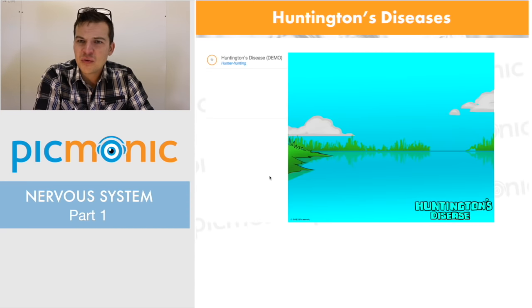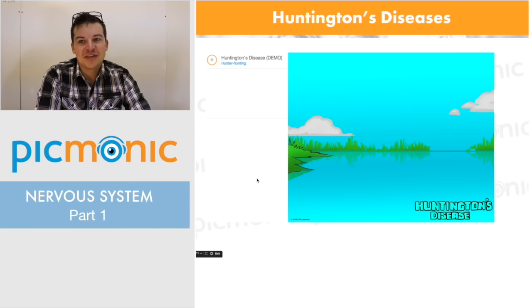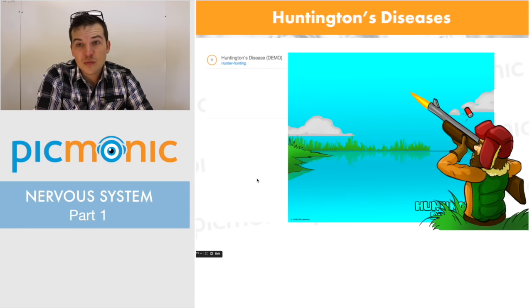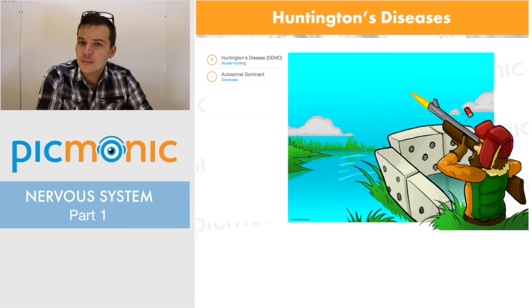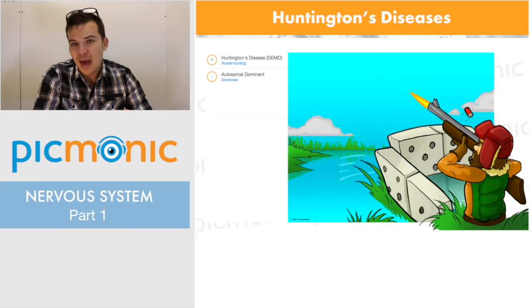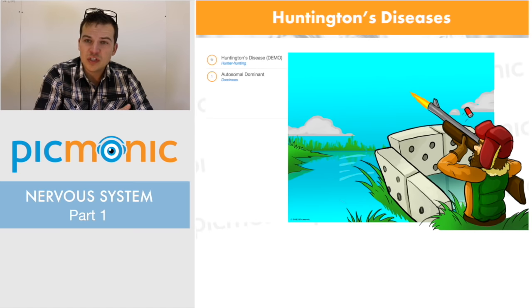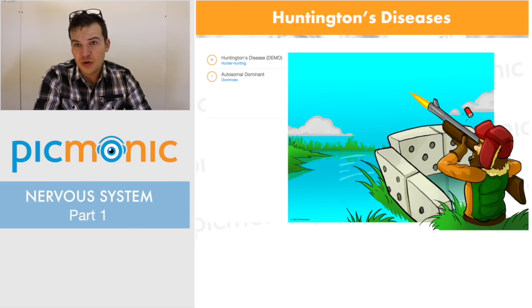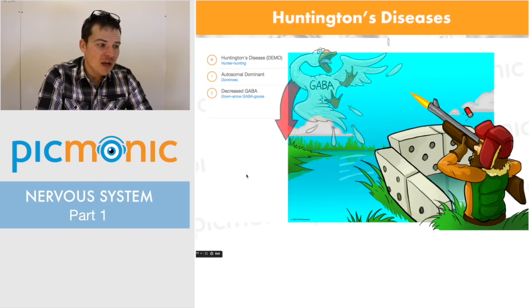And I'm just going to talk you through it so that you can have it right here in the system. So Huntington's disease, you can remember it because of this hunter. Huntington's disease. It's an autosomal dominant disease shown here as these dominoes, and that's just the pattern of inheritance that it follows, which means that it's actually a pretty prevalent disease as well.